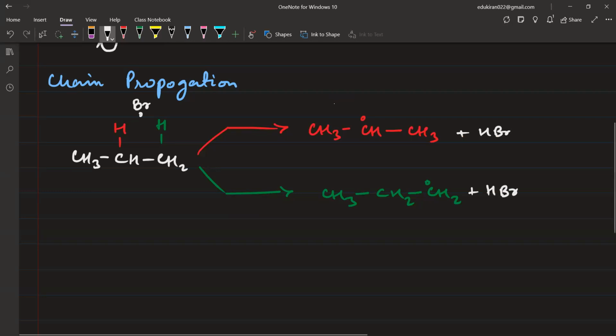Now, both of these reactions happen. It's not that Br will attack only the red hydrogen or only the green hydrogen. Both attacks happen. But which one is faster? It depends on the stability of the product. If the red product is more stable, then we will be getting more and more of the red products. If the green one is more stable, then we will be getting more and more of the green products.